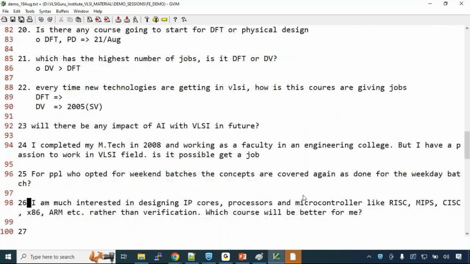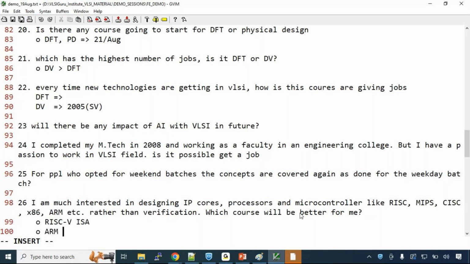Next, I am much more interested in designing IP cores, processors, and microcontrollers, RISC, MIPS, and CISC rather than verification. What course will be better for me? You can do a course on... We have a course on RISC-V ISA.